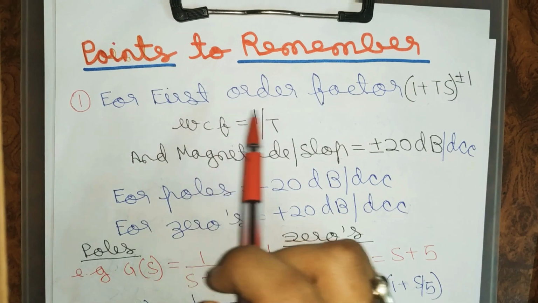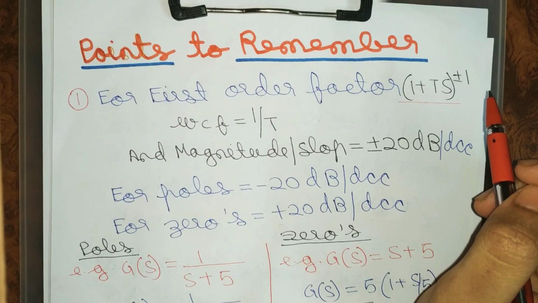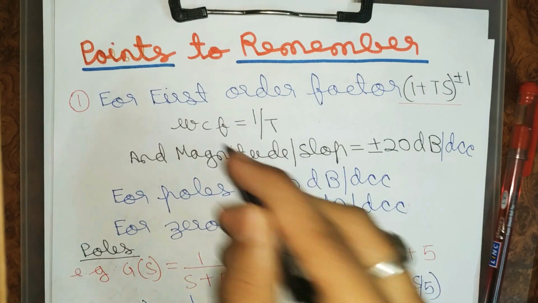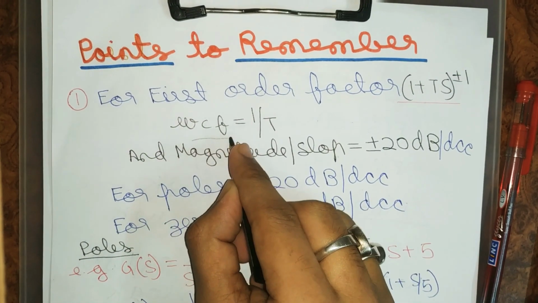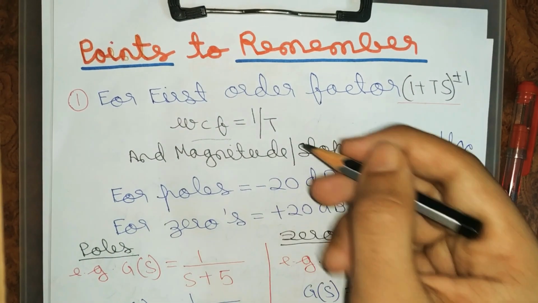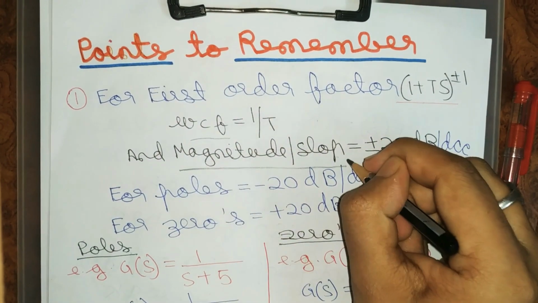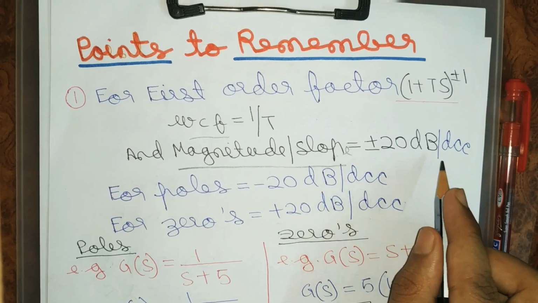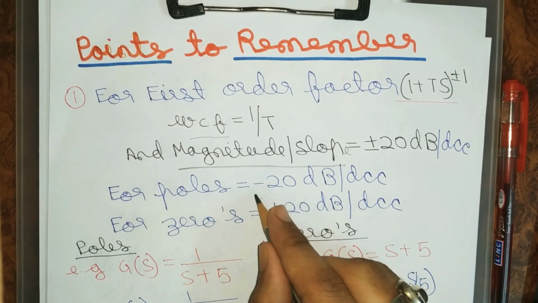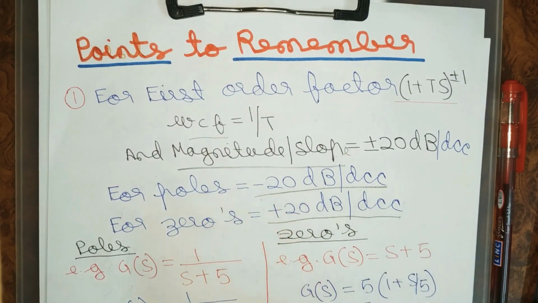First point, for the first order factor (1 plus Ts) to the power plus or minus 1, for calculating the cutoff frequency (CF means cutoff frequency), the formula is 1 by T, and the magnitude slope is plus 20 dB per decade. For poles it is minus 20 dB per decade, and for zeros it is plus 20 dB per decade.